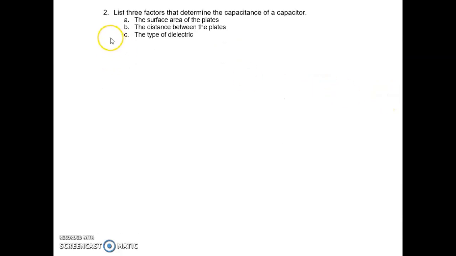Number 2. List 3 factors that determine the capacitance of a capacitor. Those 3 things are here. The surface area of the plates, that's the actual size of the plates. The bigger the plates, the more capacitance. The second one is the distance between those 2 plates. The closer the plates are to each other, the greater the capacitance. And the third factor is the type of dielectric, or whatever that material is in between the 2 plates.